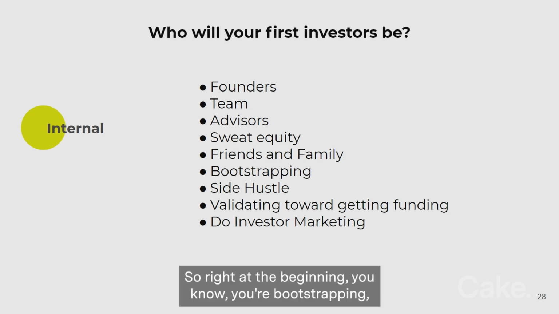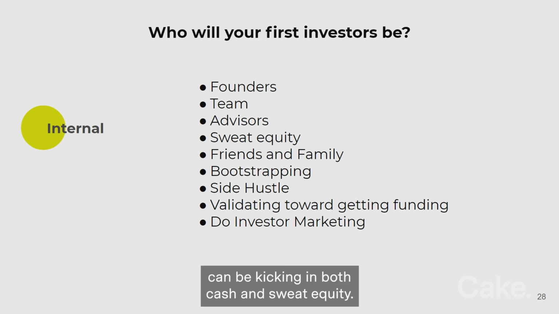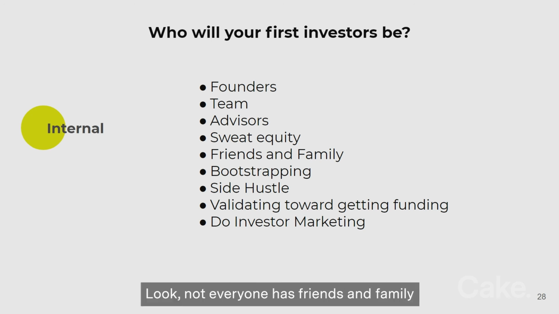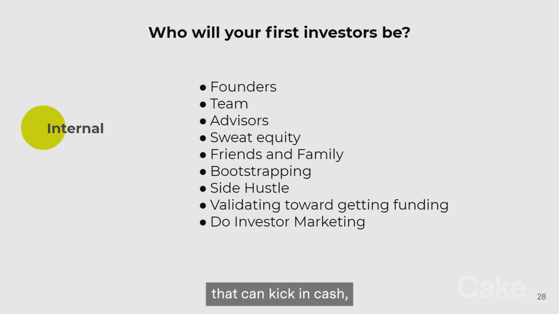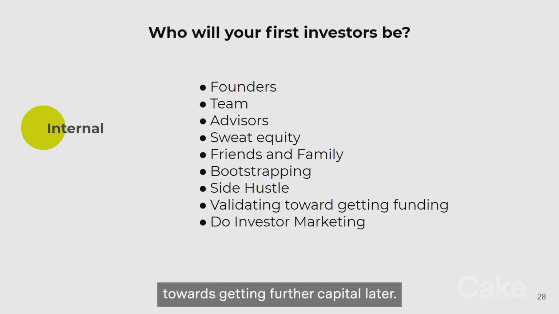So right in the beginning, you're bootstrapping, you're doing your friends and family in your pre-seed round. So it's founders kicking in, doing sweat equity, your team, your advisors can be kicking in both cash and sweat equity. Friends and family, look, not everyone has friends and family that can kick in cash, but you do need to try and find people that can trust you, that can give you some capital. It is a stepping stone towards getting further capital later.